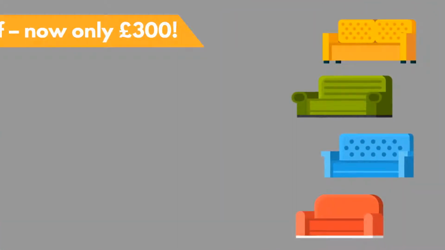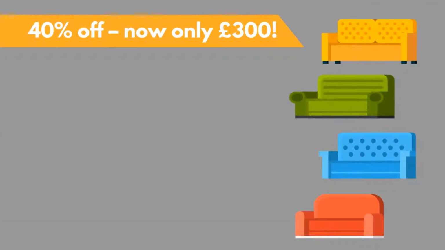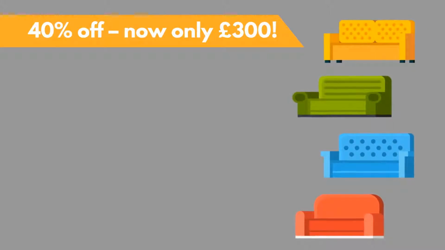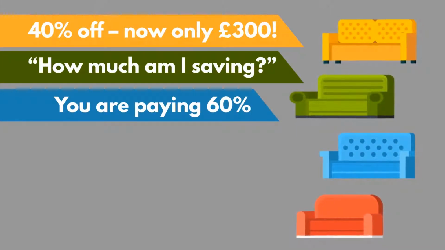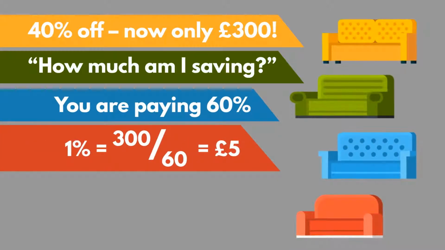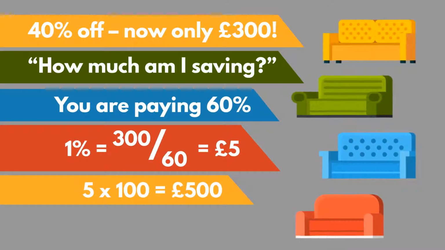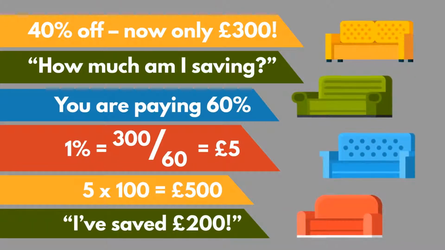Sometimes we see a bargain, 40% off now, only £300. Great, but how much am I actually saving? You'll be paying 60%. Calculate 1%. Divide 300 by 60 equals £5. Multiply by 100 to calculate the original 100% value. 5 times 100 equals £500. And I'm saving £200. Percentages are useful in so many ways.